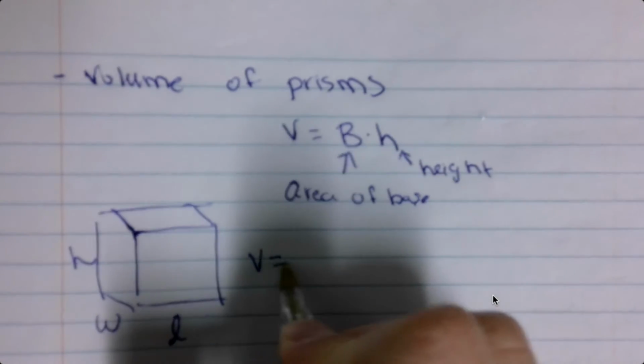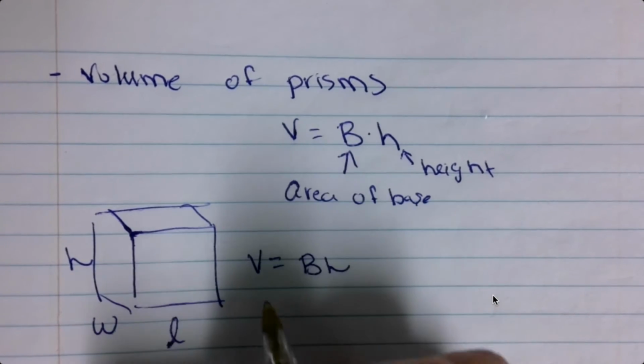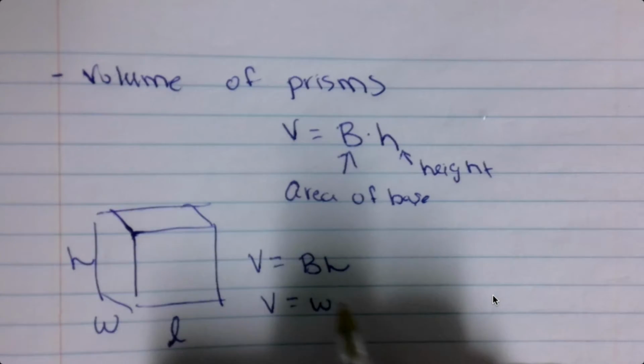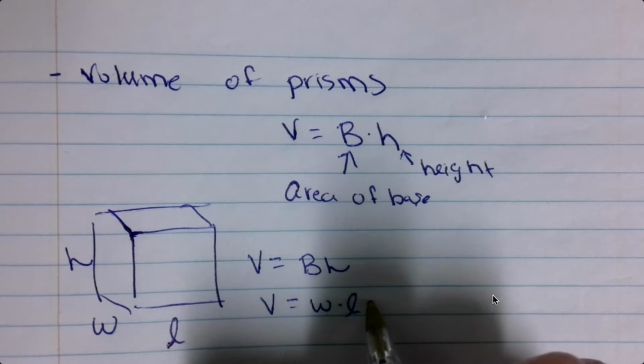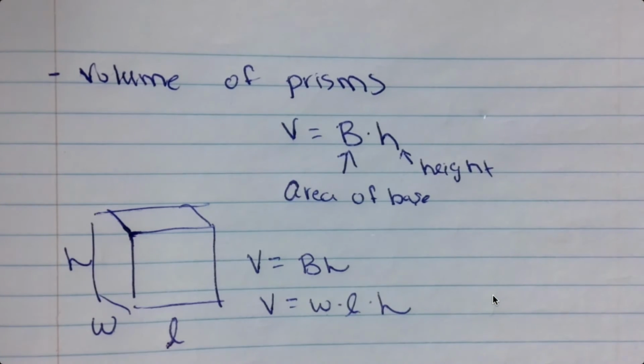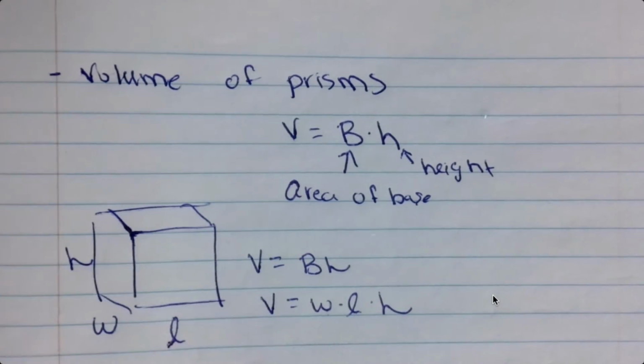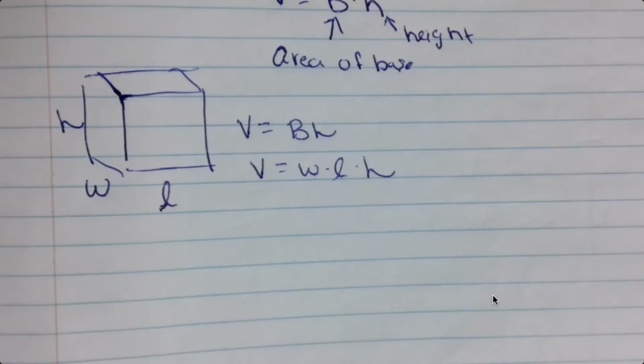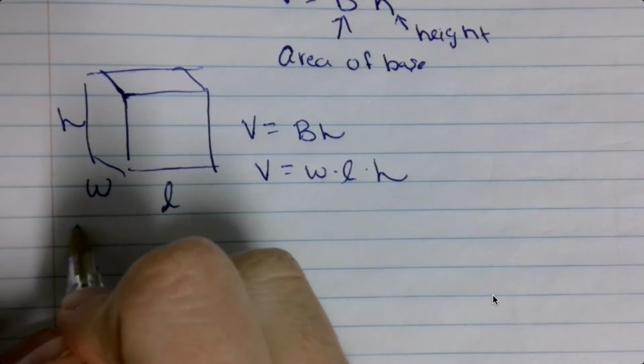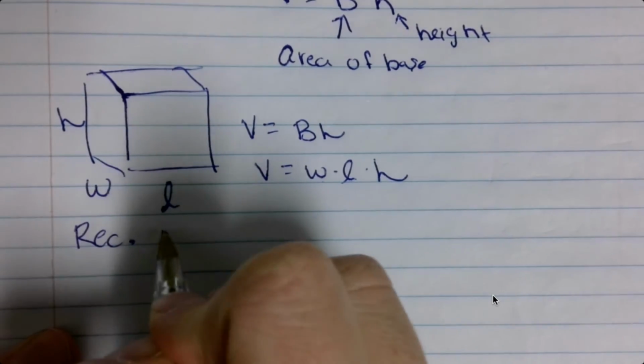So if we are talking about base times height, we are saying that is the width times the length, or length times width, it doesn't really matter, times the height. All right? The one that gets a little wonky is a triangular prism. So this is a rectangular prism.